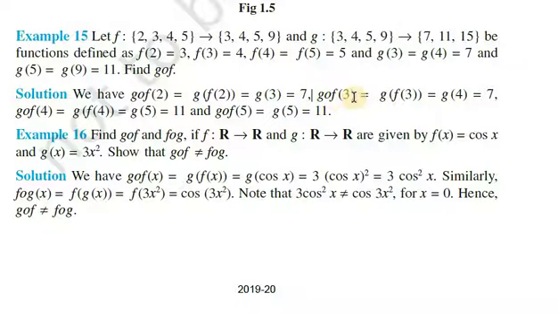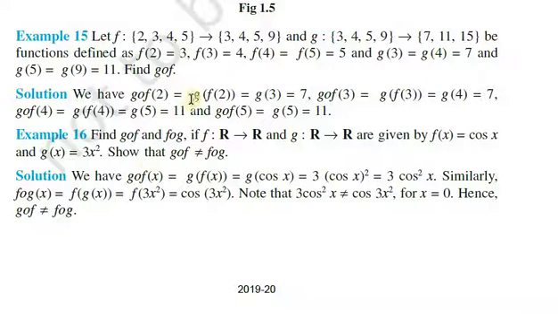Similarly, you can find g(f(3)), which is g of f(3). What is f(3)? f(3) is 4, so you put 4. But what is g(4)? g(4) is 7. So basically g(f(3)) is 7. Similarly, you can find g(f(4)), which is 11, and g(f(5)) is 11.